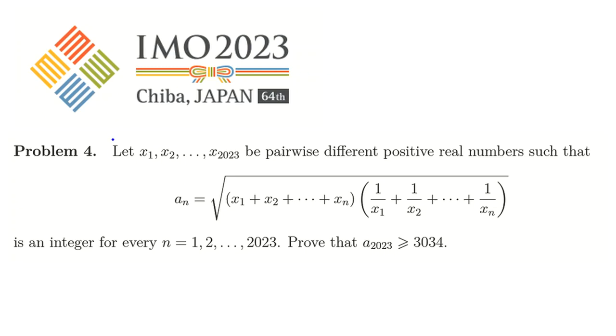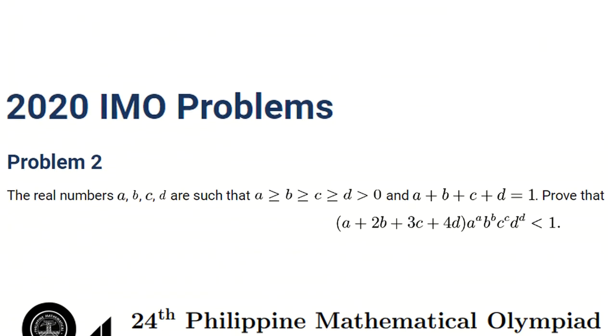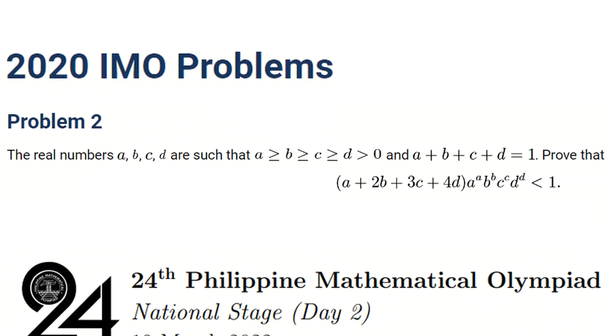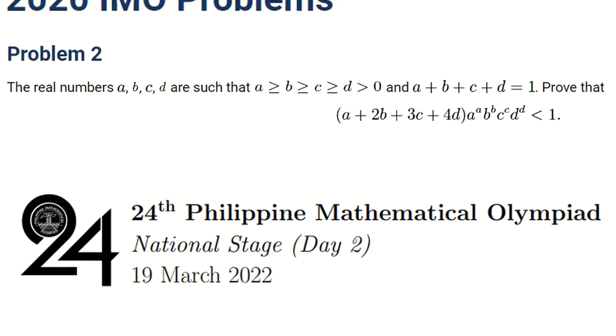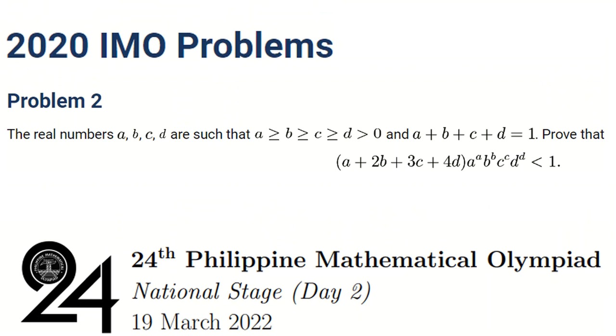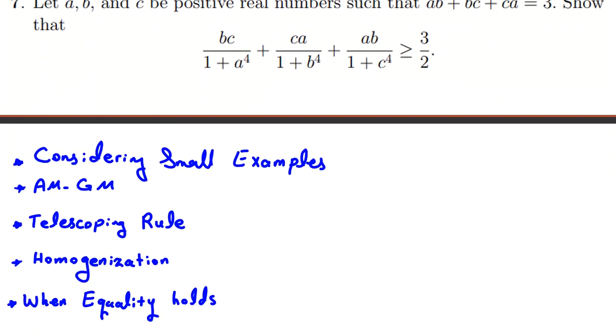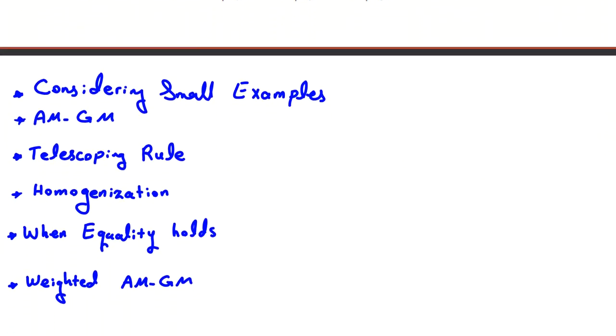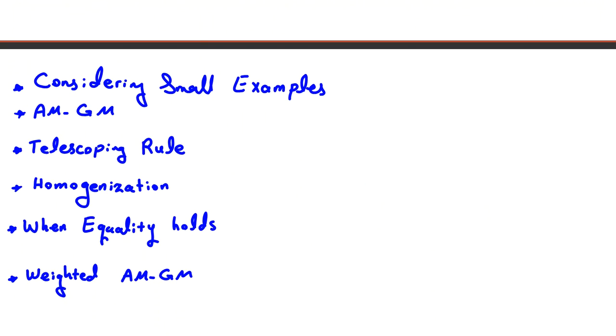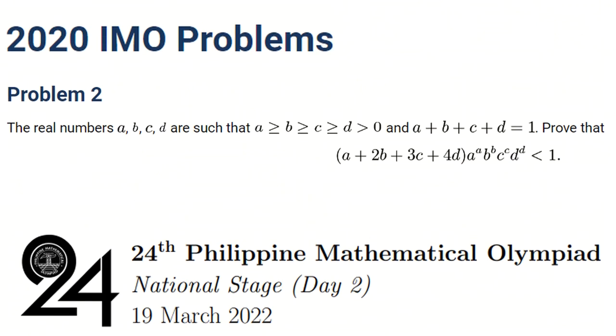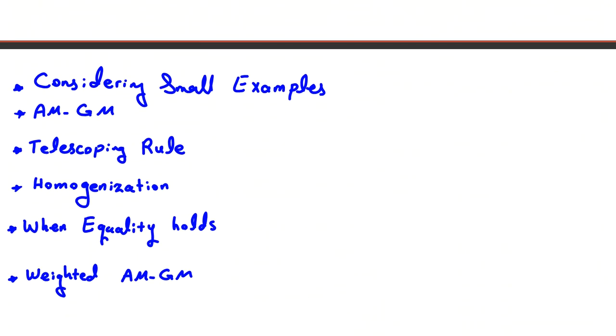In this part, we want to solve the fourth problem of IMO also. Similar problem from other IMO problems. Inequality here. We need to know weighted AMGM, and I will tell you these ideas concerning small examples, AMGM, telescoping rule, which is useful for IMO 2023, problem number 4, and homogenization, that is important. You need this for the problem of IMO 2020, and you need also weighted AMGM for that problem.